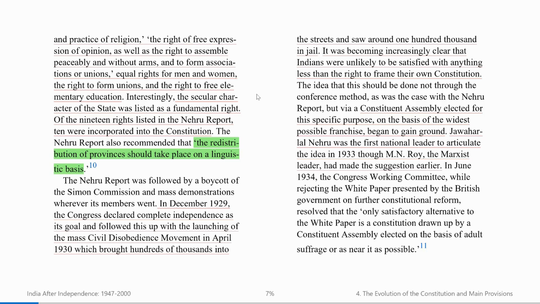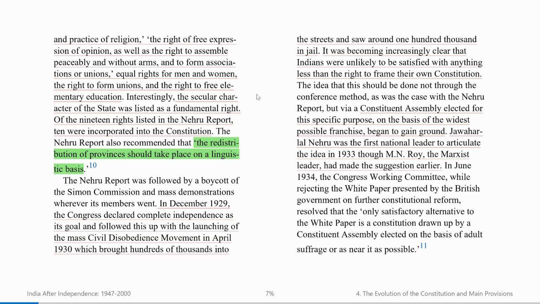Then in time, what happened was the Nehru report, followed by a boycott of the Simon Commission, mass demonstrations, and so on. Finally, Congress declared complete independence as its goal, and a mass civil disobedience movement was started. Lakhs went into jail, and from that it became very clear that Indians would not be satisfied with anything less than to frame their own constitution. That became the idea.